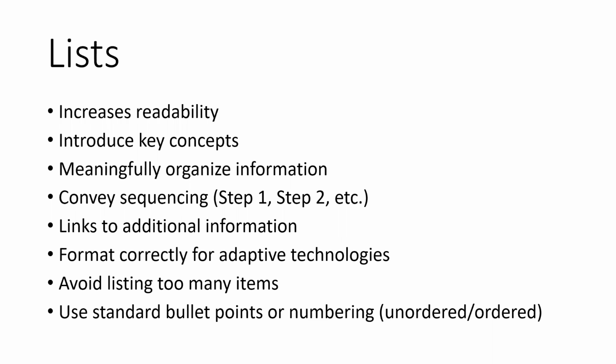Ordered lists are numbered lists and would be used for related items with a meaningful sequence, such as steps or instructions. Unordered or bulleted lists would be used for items that have no particular order.